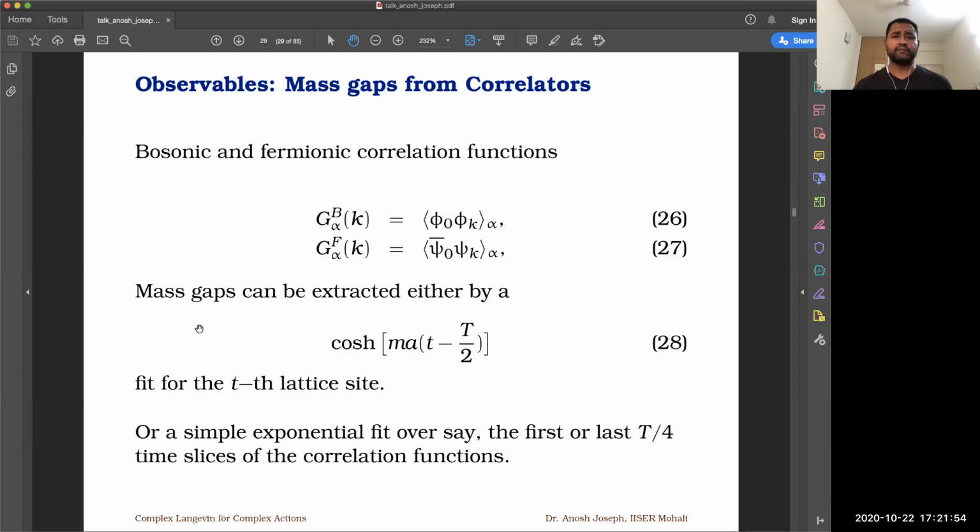We can also extract mass gaps. This is the usual thing we do in lattice field theory. From correlators, we can extract mass gaps. We have bosonic and fermionic correlation functions. We can compute them on the lattice. Then we can extract the mass using a Cauchy fit, or we can do a simple exponential fit over the first few data points, up to t/4 or something.